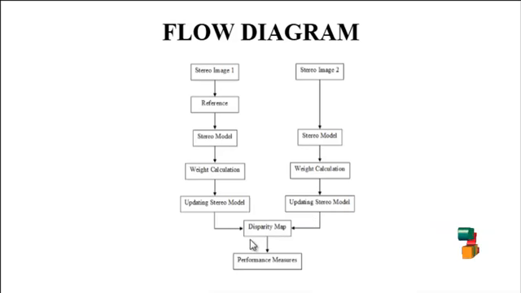After generating the dispersity map, it will show the segmented region of the affected part. Then the performance measures are carried out to justify whether the process is efficient or not. By these parameters only we are able to justify whether the process is efficient or not.